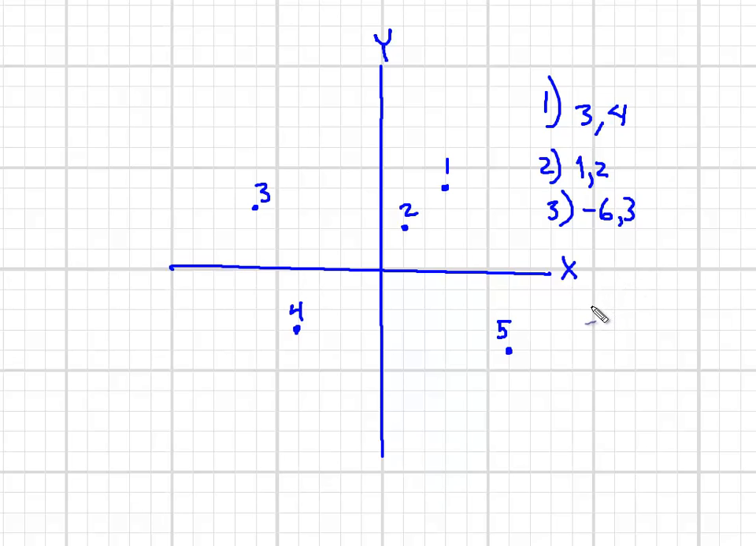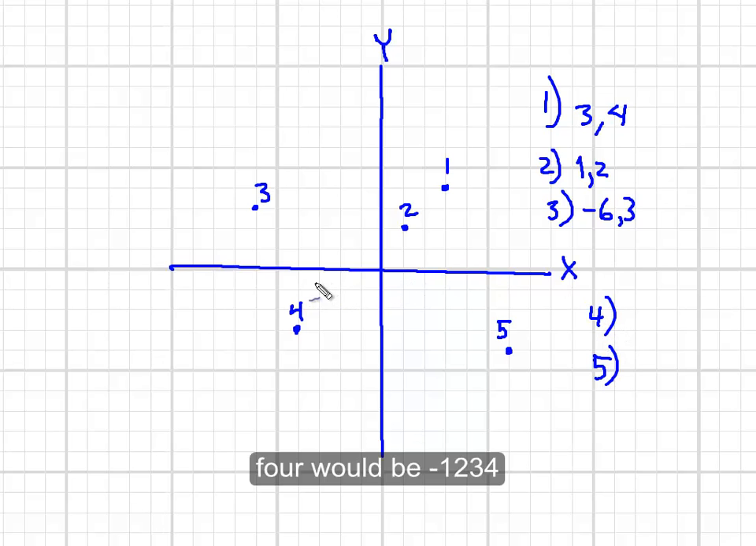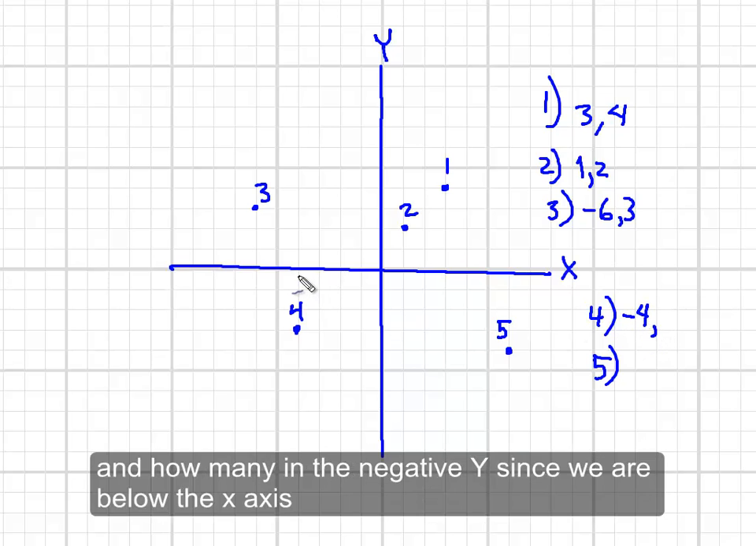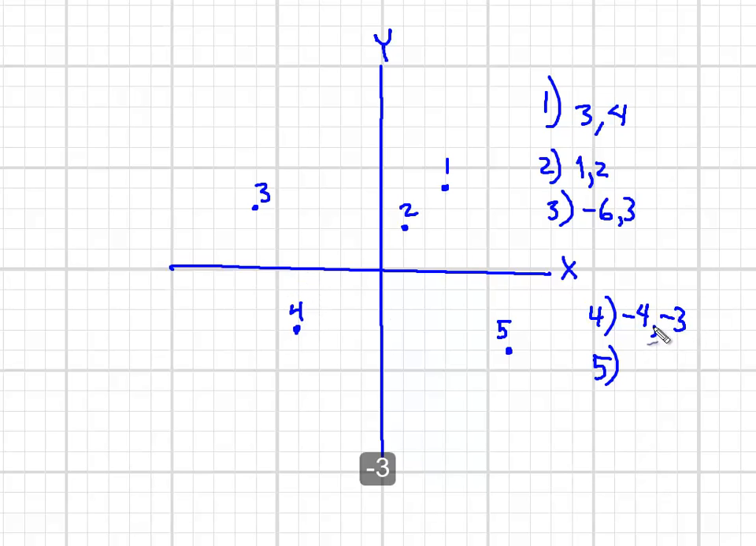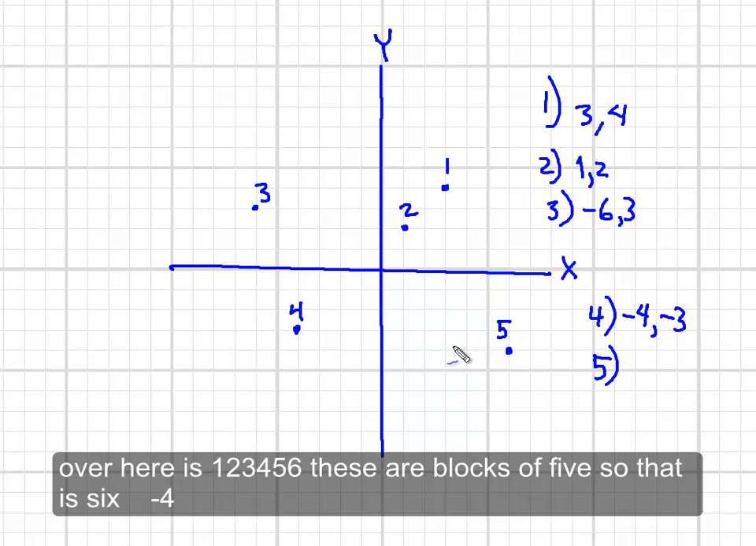I'm going to go ahead and write the 4 and 5 down here. So 4 would be negative 1, 2, 3, 4. And how many in the negative y, since we're below the x-axis? 1, 2, 3. So negative 4, negative 3. And then over here is 1, 2, 3, 4, 5, 6. Now we can also look, well, these are in blocks of 5, so that's 6 minus 4. So there's a quick example.